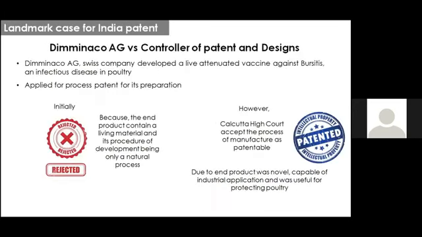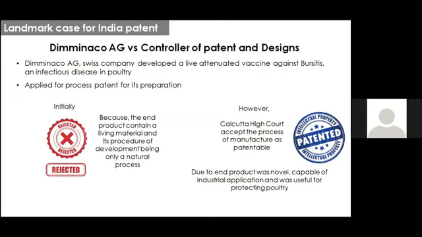Similarly, there was a landmark case in the Indian microorganism and the Indian patent, which was applied by a Swiss company, Dimminaco, and the case was against the Controller of Patents and Designs. So Dimminaco, a Swiss company, has developed a live attenuated vaccine for the poultry, against bursitis, which is an infectious disease in the poultry. So they made a live attenuated vaccine and applied for the process patent for its preparation.